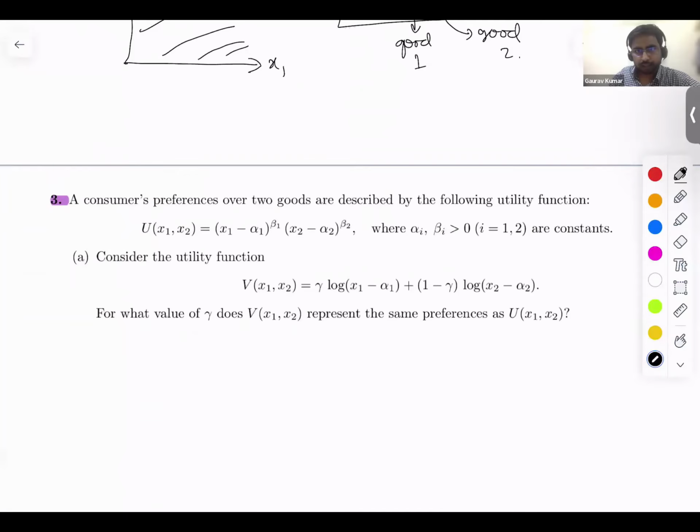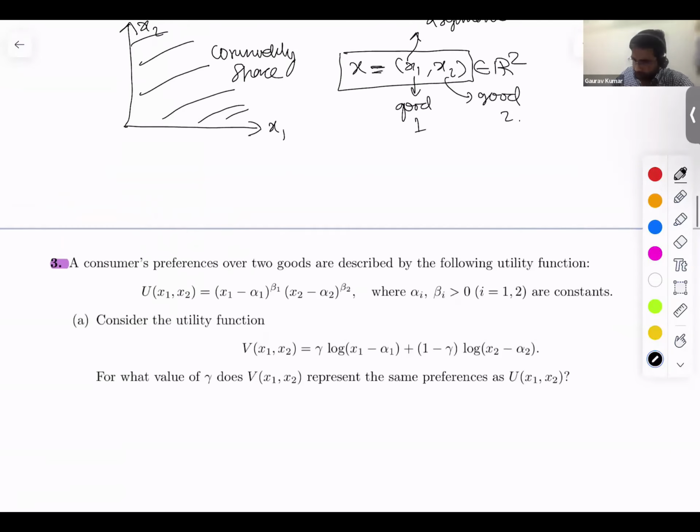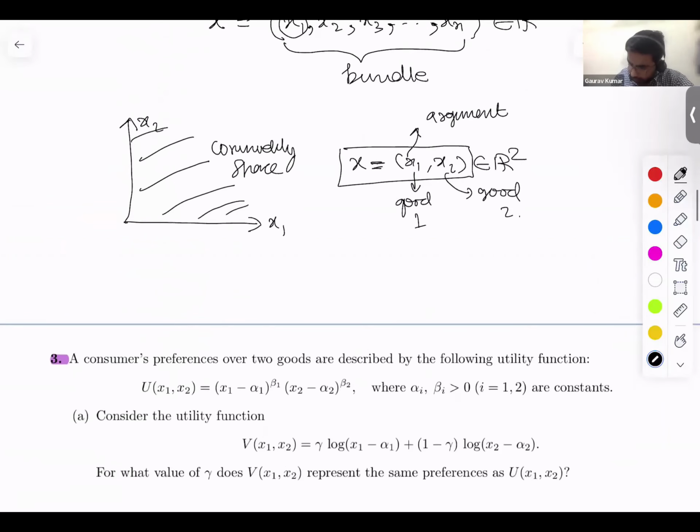Okay, so this is question 3 from the problem set which I shared. Now this says the consumer's preferences over two goods. So now we are in a two good world and not an n good world. Earlier we were in an n good world. It has the utility function which is this. Alpha i and beta i are greater than 0 and these are constants.